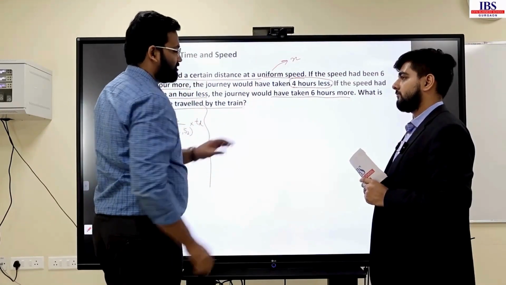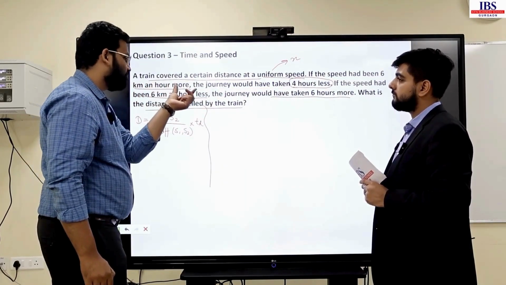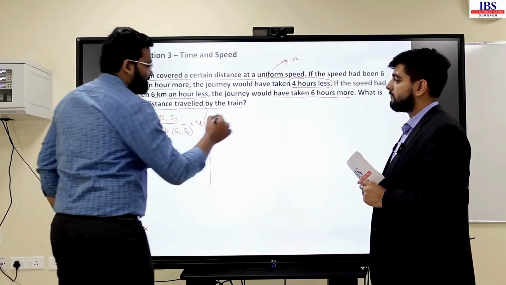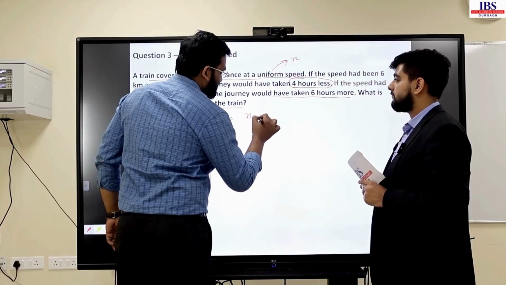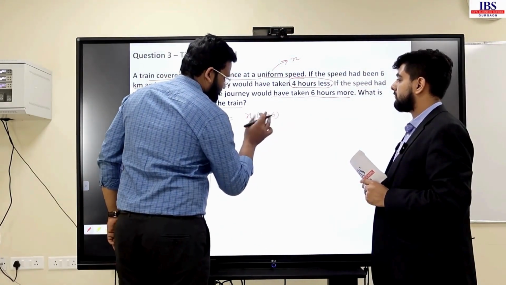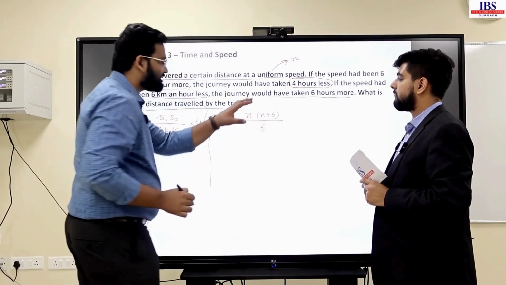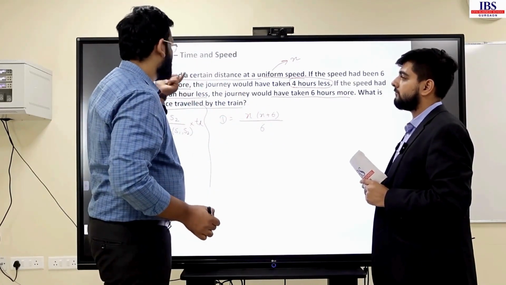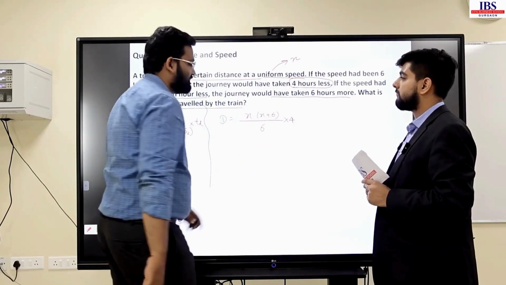Now in the first case, the question is saying that if the speed had been 6 km an hour more, it means that here the first speed will be x. So the distance traveled is equal to the usual speed x, and then by the speed which is 6 km faster, with a difference of speed 6, and in this entire process the train is taking 4 hours less. So here we are going to put the time difference 4.